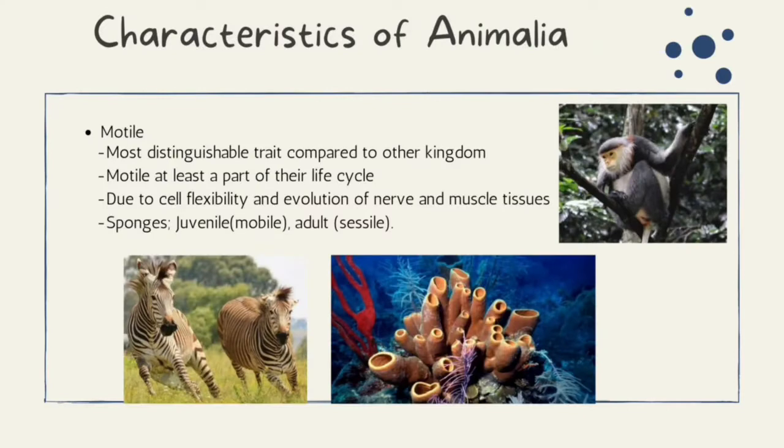Okay, so another characteristic of Animalia is that they are motile. This is one of the most distinguishable traits compared to other kingdoms, due to cell flexibility and evolution of nerve and muscle tissues.